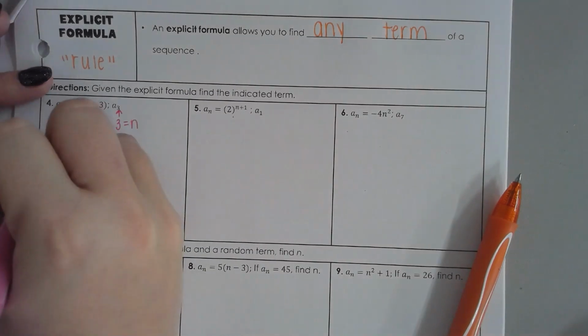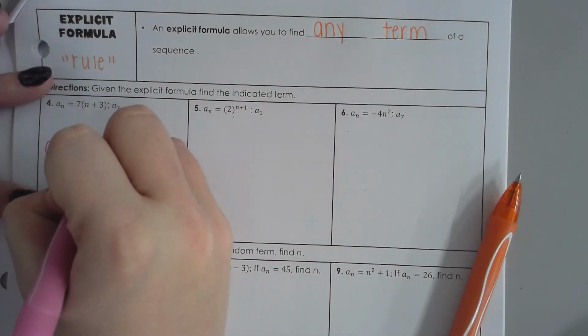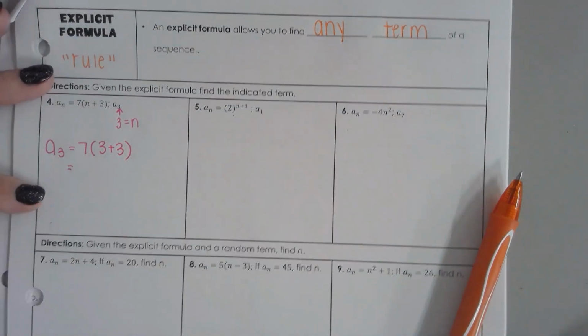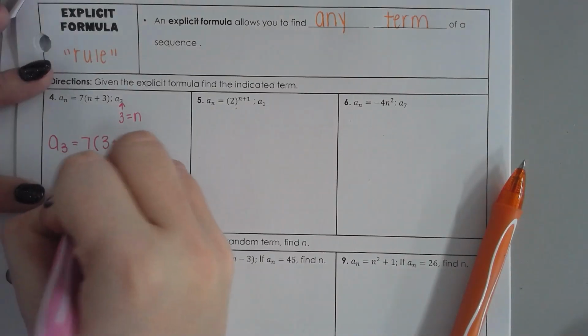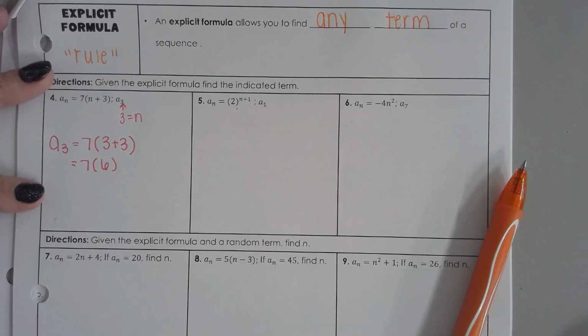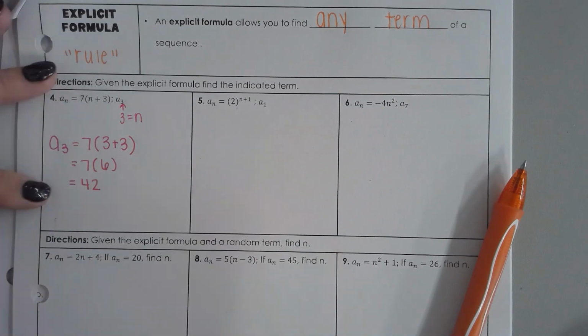So a3 is 7 times 3 plus 3, which is really 7 times 6, which is what? 42. Good.